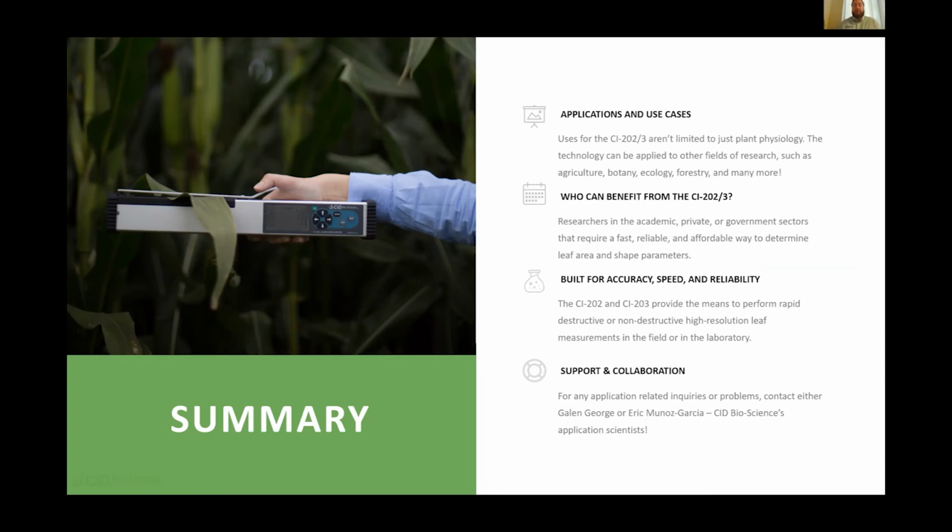And also, just a side note, if you have any application-related questions, if you aren't sure that this instrument will work for your application, always reach out to either myself or our other application scientist, Eric Munoz Garcia. We are more than happy to assist you and help figure out whether or not our instruments will be able to assist you with your research.